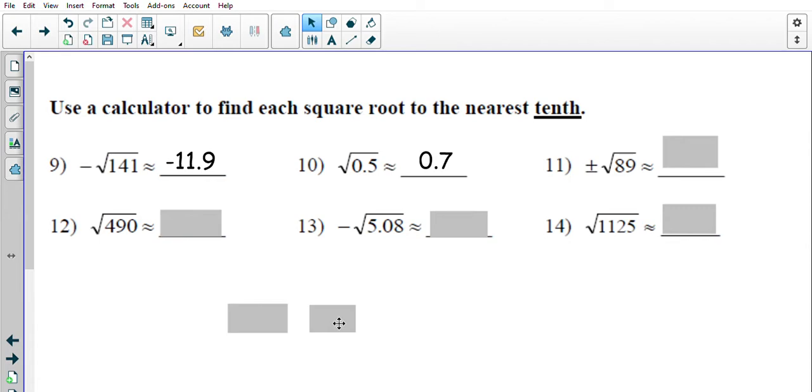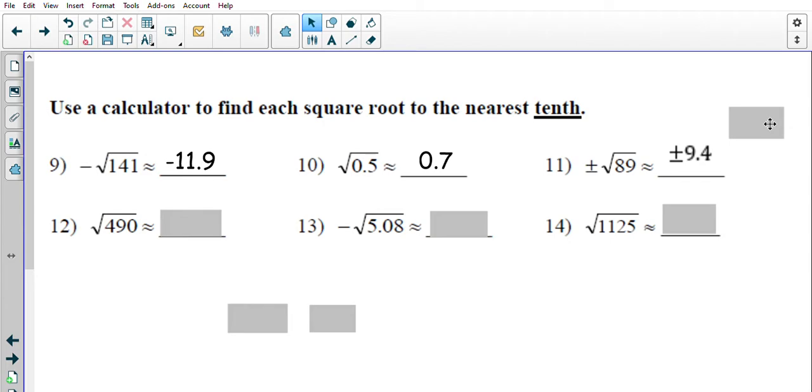Number 11, plus or minus the square root of 89. Please do not try looking for a plus or minus key on your calculator. Just do the square root of 89 and put the plus or minus sign in front of it. This should get you about 9.4. Keep in mind the squiggly equal sign just represents that it's about equal to. It tells me that I rounded my answer.